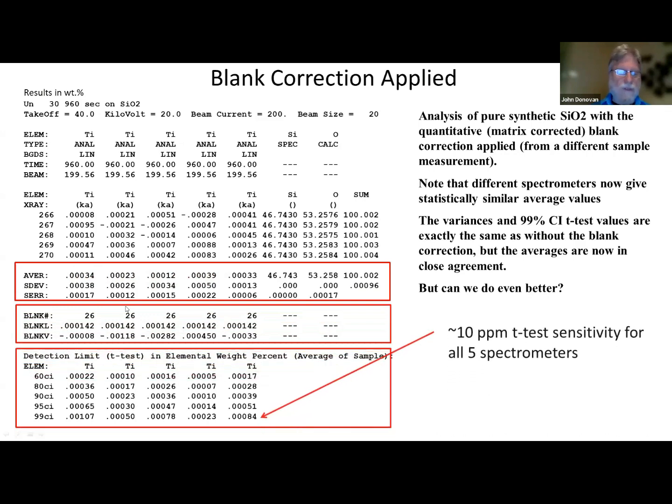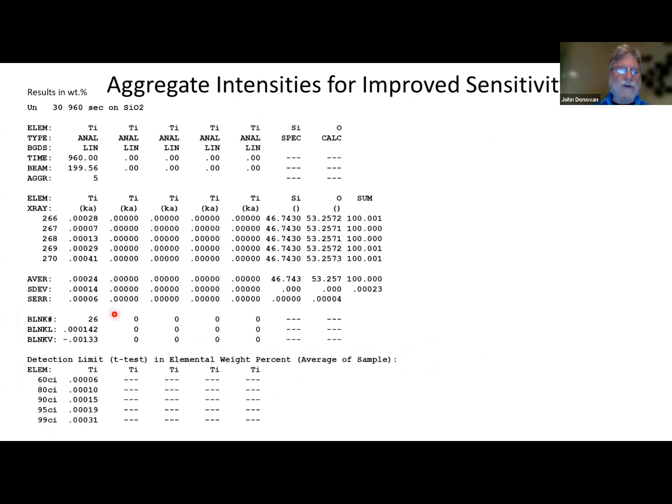We can do more. Wait, there's more. And we're getting, these are the detection limits for each spectrometer, right? 50, 70, 23 ppm. And if we combine them, if we aggregate them, which is just a mouse click on the software, we can now combine them. And now we're getting 3.1 ppm detection limits at 99% confidence t-test by doing all 5 spectrometers as a single giant spectrometer.